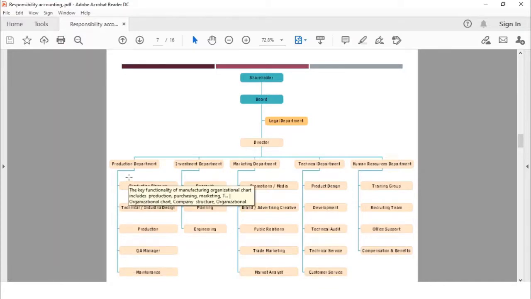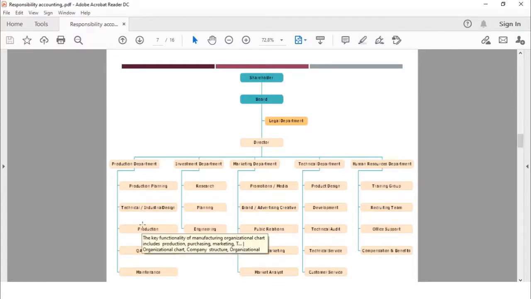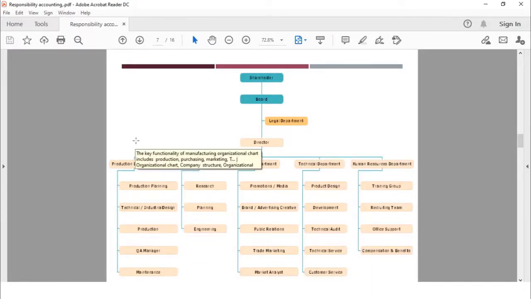So, the organization must identify its classification of responsibility centers, depending on its structure. It could classify the whole thing as one responsibility center. Or it could be divided per segment, where production planning is considered one center, technical and industrial design is considered another center, and production is considered another center. So again, it would depend on the company how it classifies its responsibility centers.